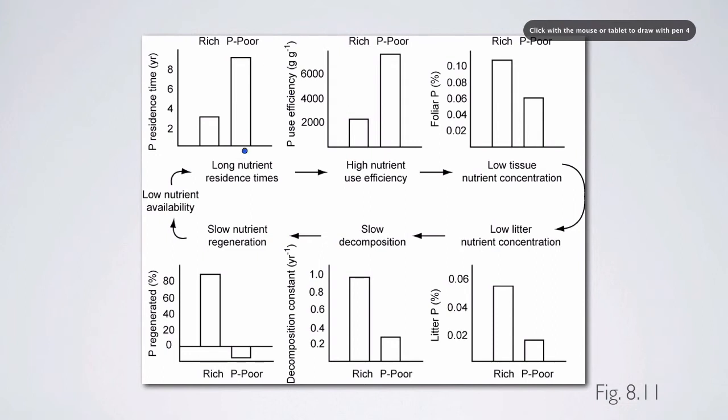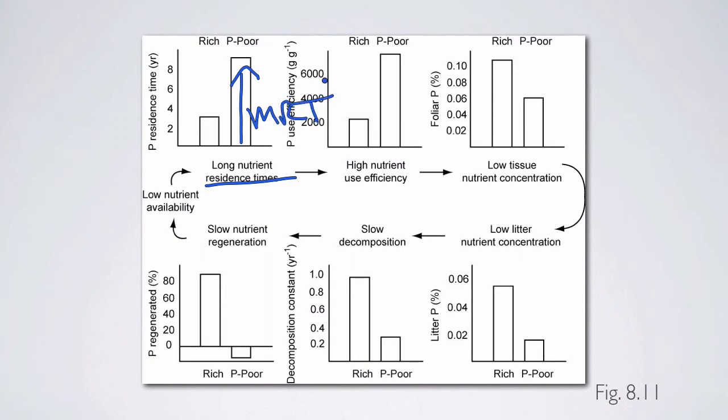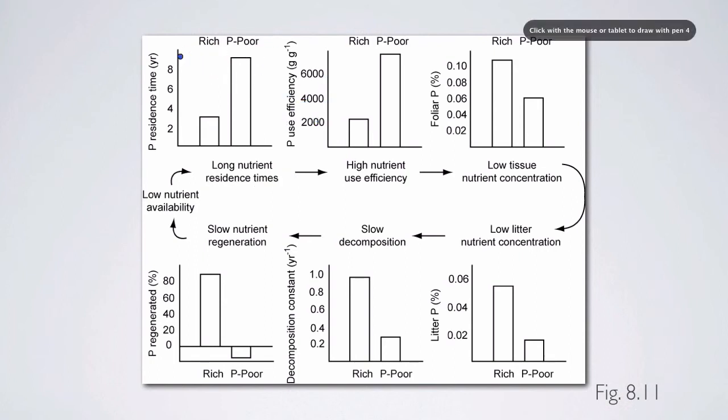Essentially, in phosphorus-poor sites, plants have a long residence time, so high mean residence time for phosphorus, and it's up to 8 years. You can see that phosphorus, once it's acquired, is going to stay within the plant. That high mean residence time generates high nutrient use efficiency. So the amount of biomass that you produce per unit phosphorus is really high.